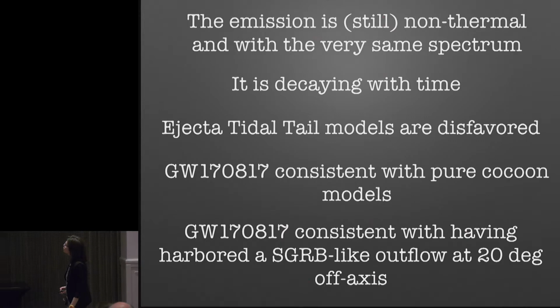So here is my conclusion. We can say that the emission in the X-rays and radio is still non-thermal and has the very same spectrum, did not move. It is decaying with time. The ejecta tidal tail models right now are not favored by the data. I also want to make sure to say that both collimated, short GRB-like outflows and pure cocoon models are still in the game, also because of some freedom that is in the models. But I also want to emphasize that this kind of model with a short GRB-like outflow at 20-ish degrees provides a very natural explanation for the data right now.